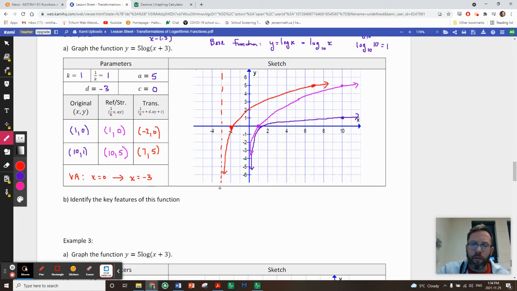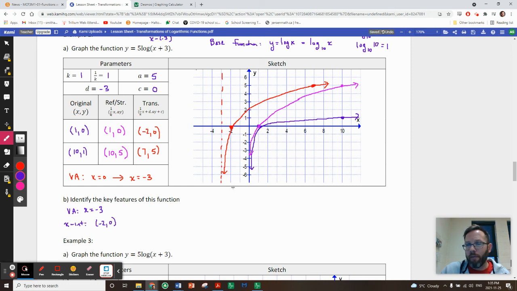But what are the key features of this function? So domain and range, pretty straightforward from the graph. x is bigger than -3. y is any real number. The asymptote we've already talked about, and obviously the x-intercept is pretty clear. It's at (-2, 0). All those things are pretty obvious. So vertical asymptote, x equals -3. The x-intercept, we can just read off, (-2, 0). Again, those things are pretty easy to see.